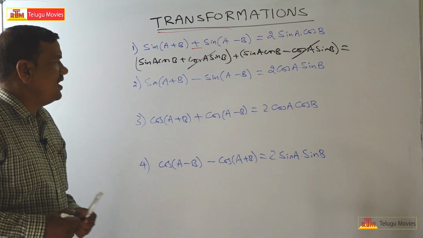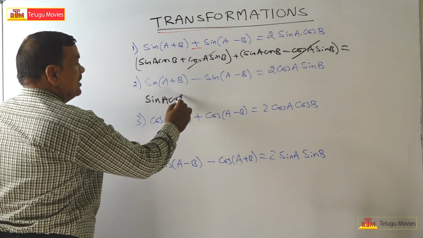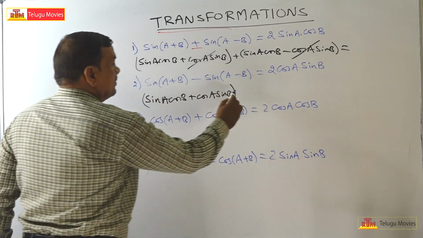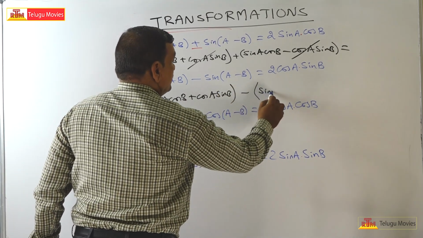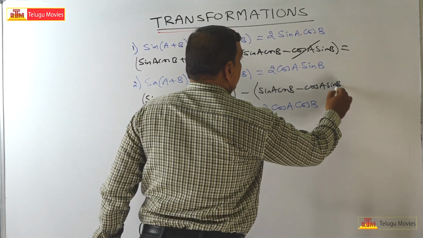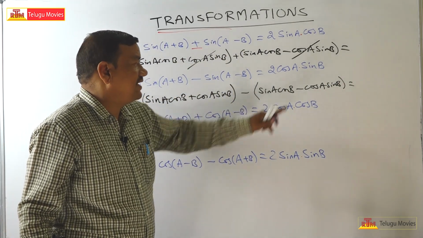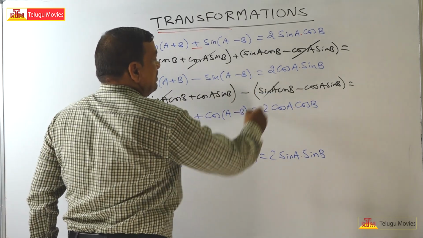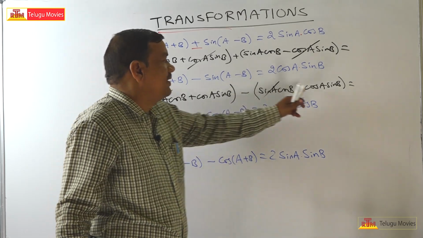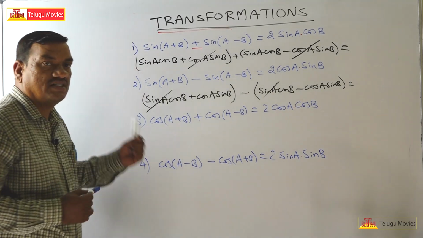Similarly, we can prove the next one. Sin of a plus b, which is sin a cos b plus cos a sin b, minus sin of a minus b, which is sin a cos b minus cos a sin b, in brackets. If you open the bracket, minus sin a cos b plus sin a cos b gets cancelled, minus into minus becomes plus, and we get 2 cos a sin b. That is the proof of the second result.